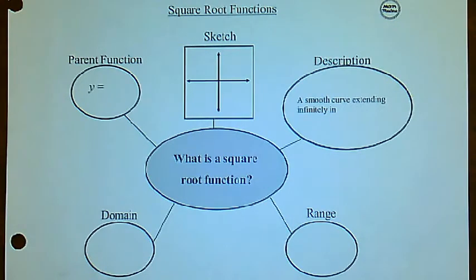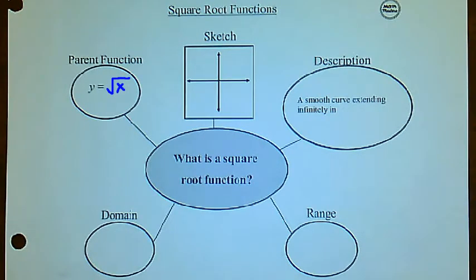So for the parent function, which just means the most simple, okay, the simplest function of that. So if you think of your parents, where you came from, where you originated from. So all square root functions originate from y is equal to the square root of x.